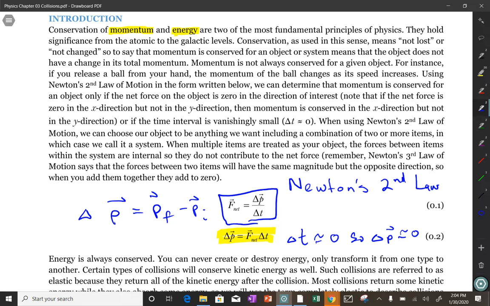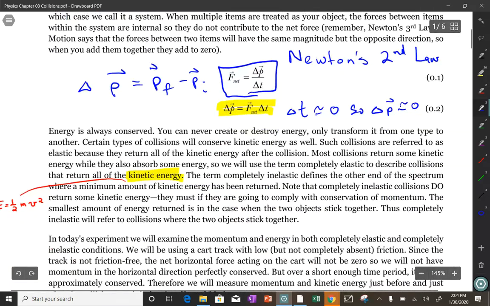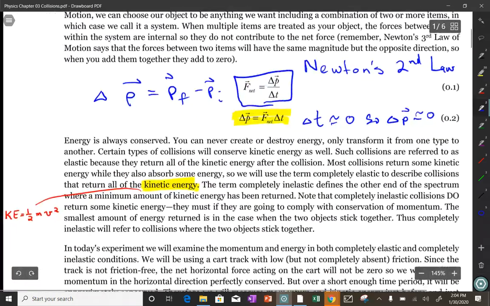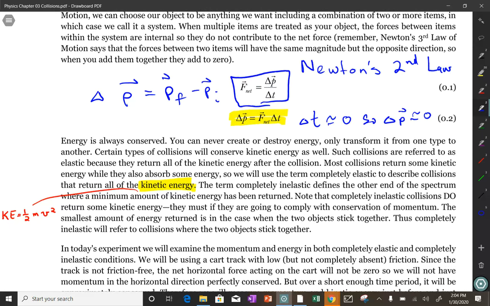But that's talking about momentum. We also have energy. And we talked about two types of energy in class yesterday. Kinetic energy, energy because something is moving. And so I wrote the equation for kinetic energy here because we didn't get that far in class yesterday. Kinetic energy is 1/2 mass times speed squared.